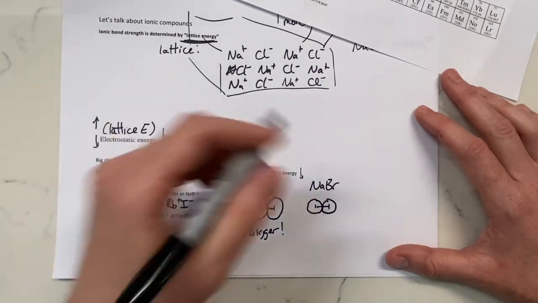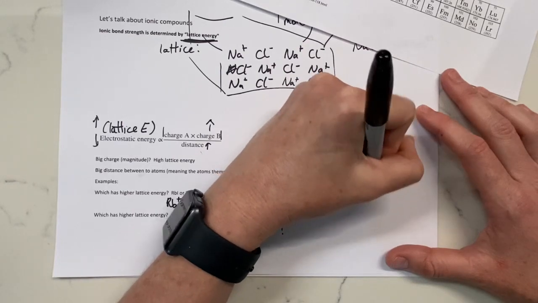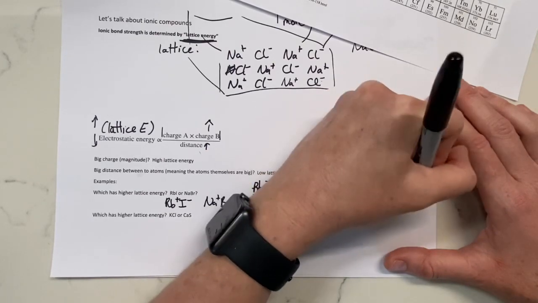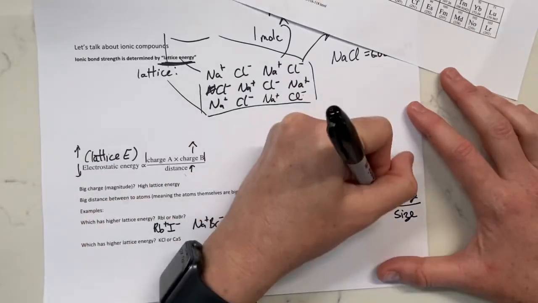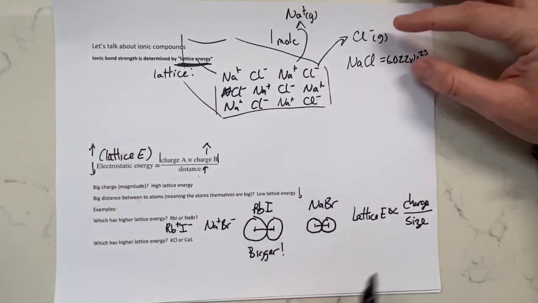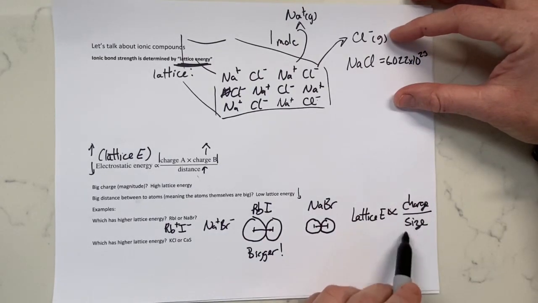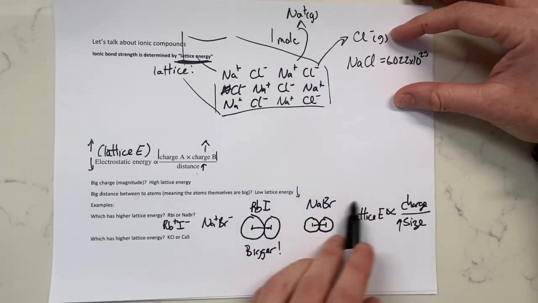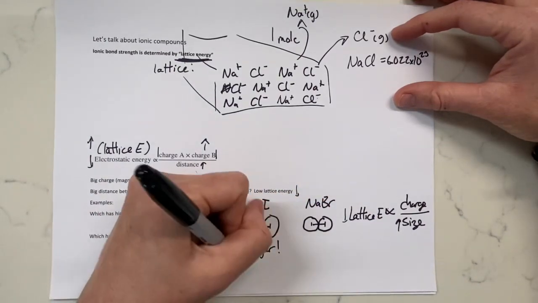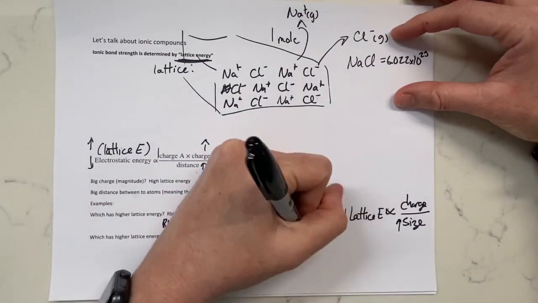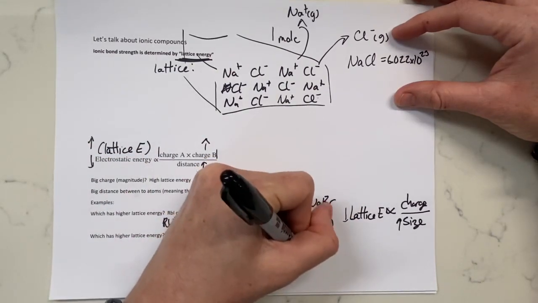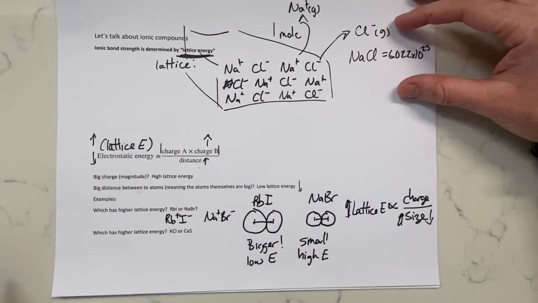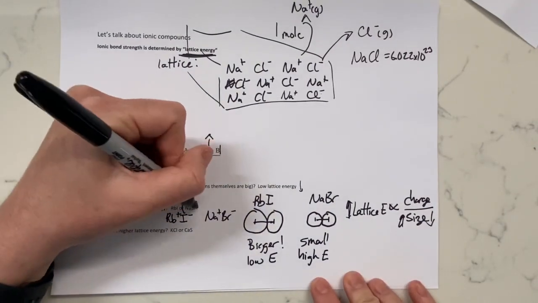Let me rewrite this because it's got a lot of arrows, just to make sure. We know that the lattice energy is proportional to charge over size. I don't know how Coulomb would feel about the simplification, but it's proportional to charge over size. Our charges were the same, they didn't change, but our size is bigger for rubidium iodide. If our size is bigger for rubidium iodide, this means it has the lowest lattice energy. This one's smaller, so it has to have a higher energy. If the size goes down, lattice energy has to go up. So our answer to which has the highest lattice energy is sodium bromide.